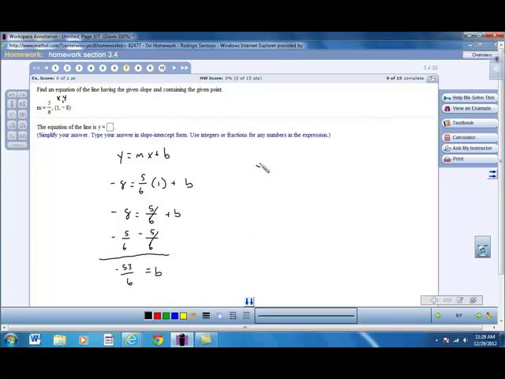So now we go back, and we know what our y-intercept is. So we can just plug it in. Our m is 5/6 x minus our b is a -53/6.